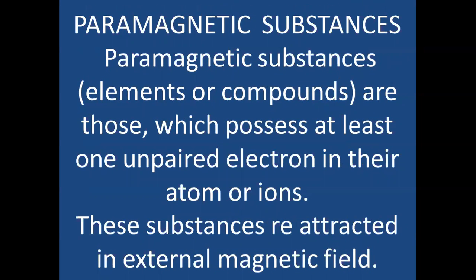Whereas the other ions which have unpaired electrons like titanium 3 plus, vanadium 2 plus, or chromium 3 plus, Mn2 plus, ferric ion, that is Fe3 plus, ferrous ion, that is Fe2 plus, or Cu2 plus, etc., which have unpaired electrons, are paramagnetic in their nature.